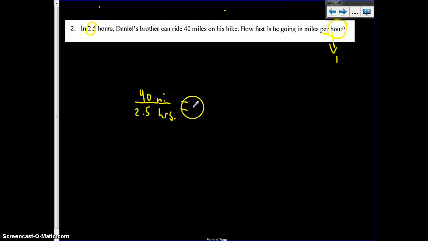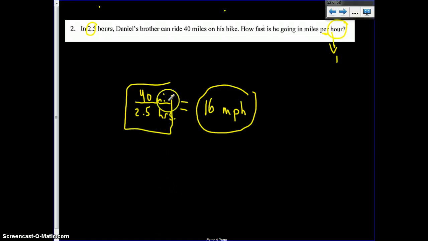I see a lot of people doing it. What are you doing to find the unit rate? Divide. Yeah, you're dividing the numerator by the denominator. What do you get? 16. Yes. And it'd be miles per hour, just MPH. That's our unit rate. I would suggest you go ahead and write this rate first, and then write the unit rate. Any questions about number 2?